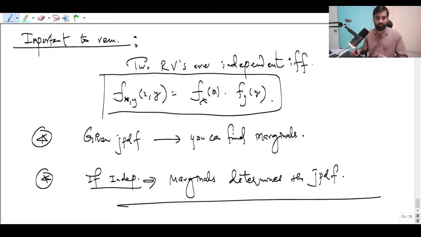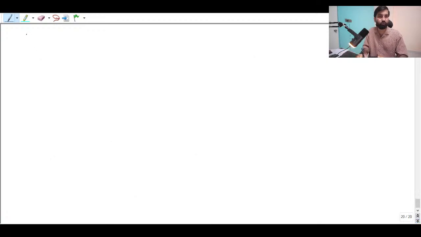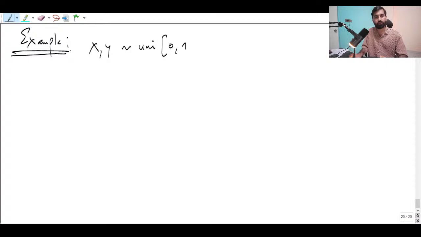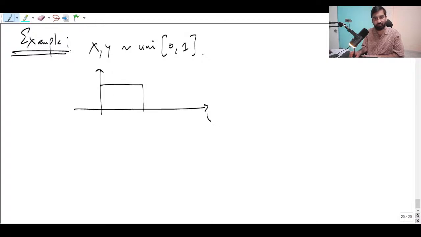So let me take some example just to directly prove. Suppose you have got a region of support that is given as uniform, right? Suppose people say that x and y are uniform 0 to 1. Now the question is, are x and y independent? Its joint density function is given. You can draw the picture like this. This is the region of support, 0 to 1.